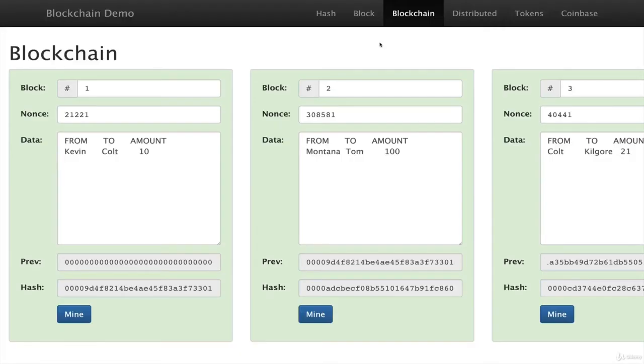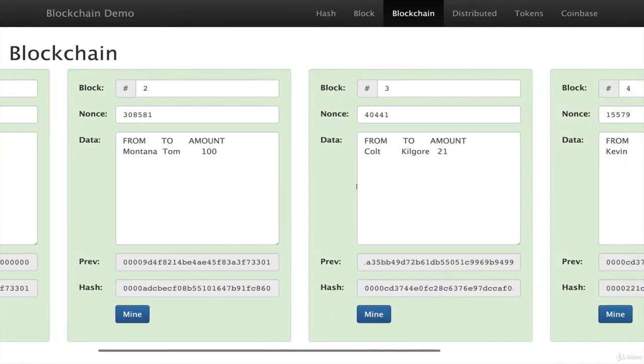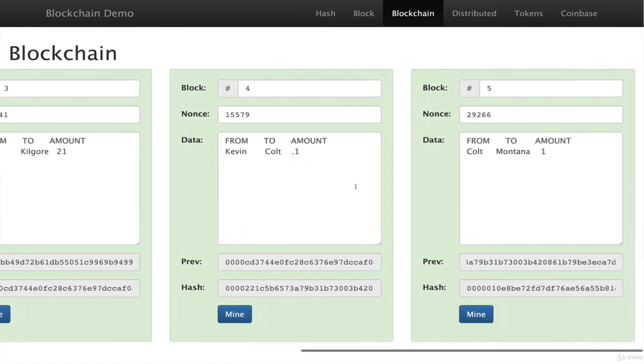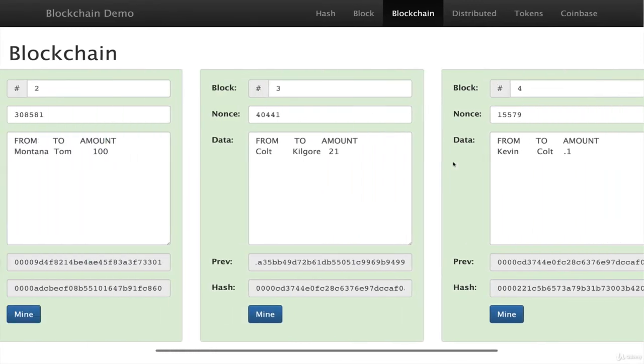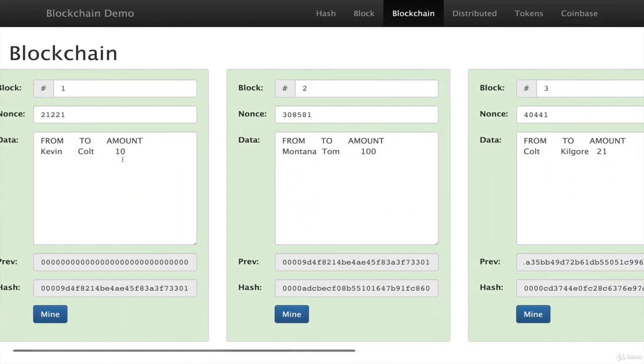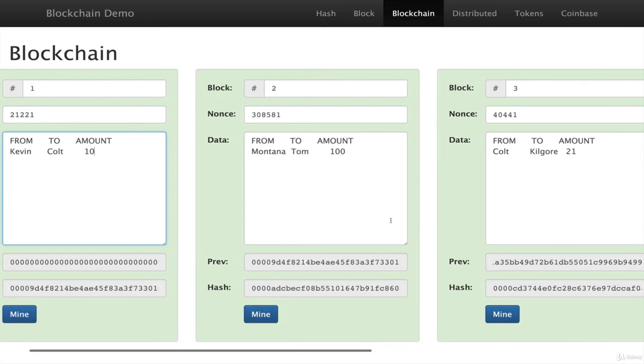Welcome back. So in this quick video, we're going to return to this visualizer, a little interactive demo of a simplified blockchain. We have our same transactions in here: from, to, and amount. Kevin sent me 10 Bitcoin in this example. Now what we're going to show is what is happening when we click this mine button.